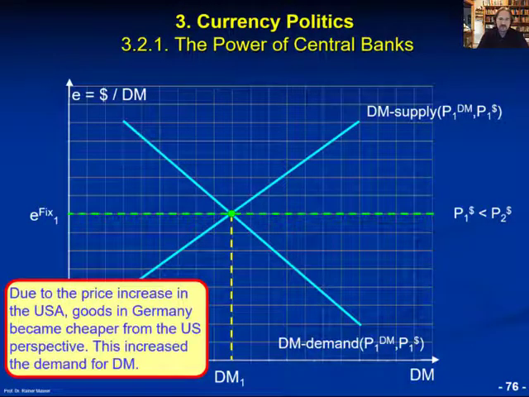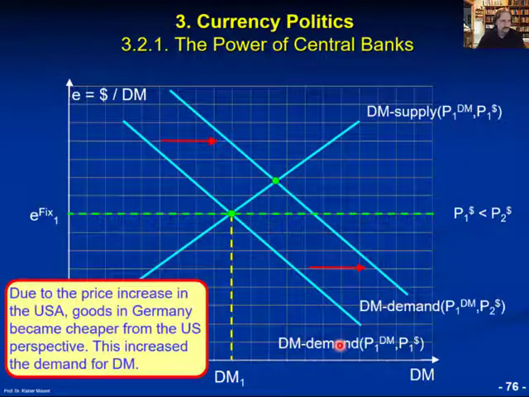As we have already analyzed on slide 26 of this chapter, see lesson 16, due to the price increase in the United States, goods in Germany became cheaper from the US perspective. This increased then the demand for Deutsche Mark. So the demand curve shifts as a result to the right.